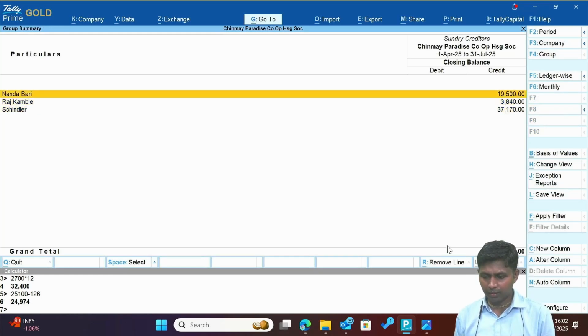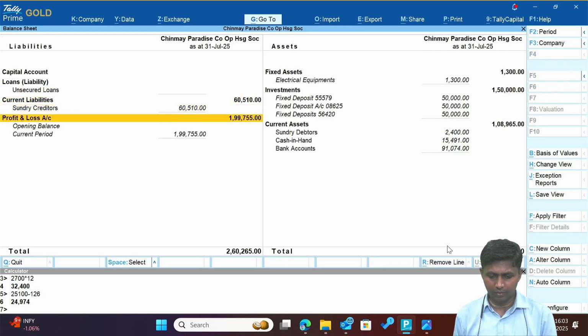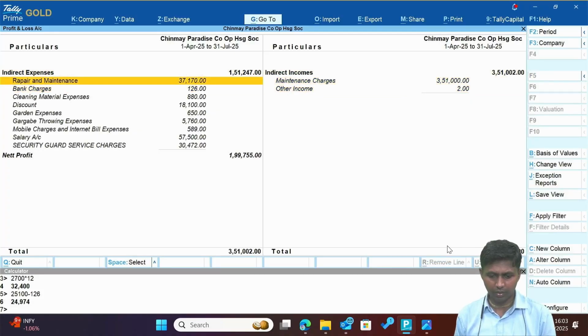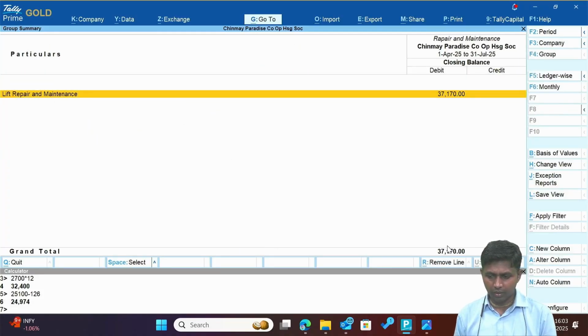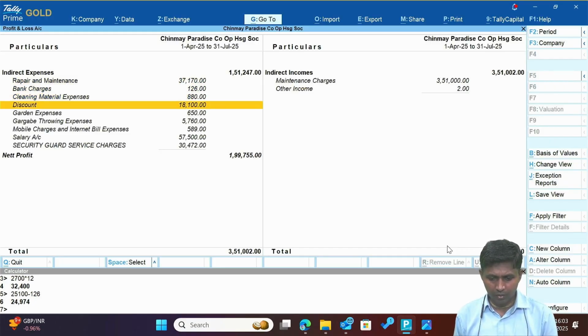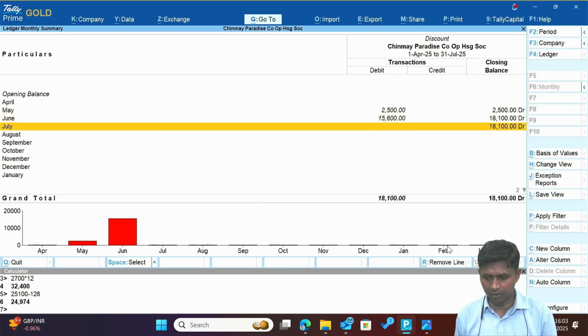For these parties are real parties, and these amounts are payable. You keep as it is, and then check the income and expenditure. Maintenance charges, this is correct. Other income, correct. Bank charges, correct. Repair and maintenance, okay. Lift repair and maintenance. Under repair and maintenance, we'll find repair. It's very good. Then cleaning material expenses, this is also okay. Discount, yes, we have given the discount.